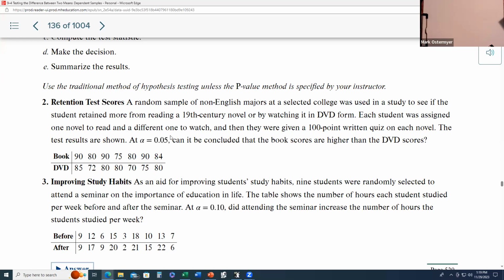But because they're radically different techniques of taking the information into the mind, they kept them paired. The test results are shown at the 5% level can be concluded that the book scores are higher than the DVD scores. In other words, the claim says if you read the novel, you're going to retain more information from having read a novel as opposed to having viewed a novel on DVD. We'll test that claim, ladies and gentlemen. In fact, I want you to test that claim.